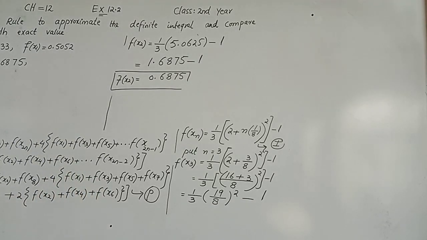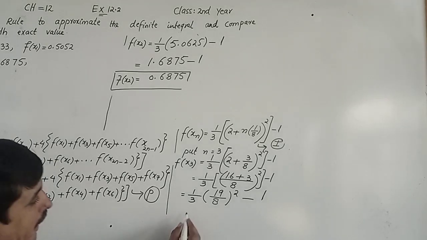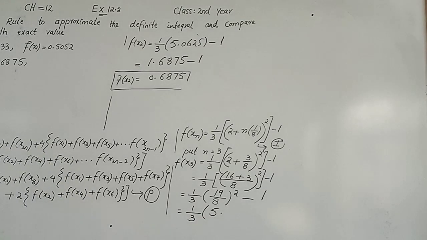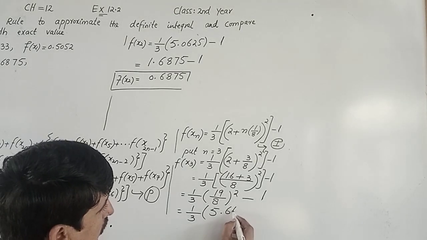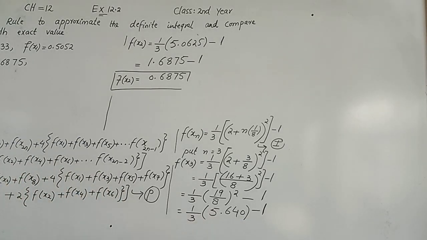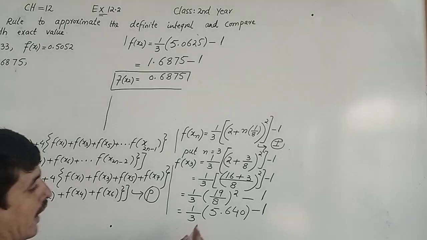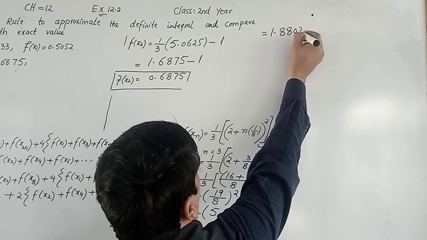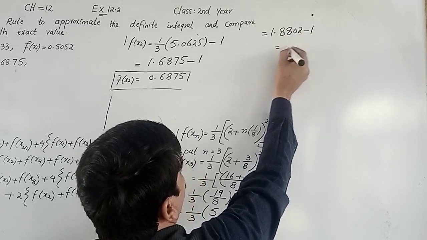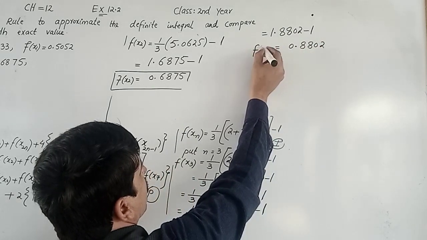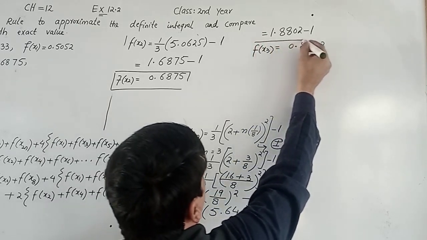90 divided by 8 whole square, from this we get 5.1 divided by 3. 5.640 minus 1. Now divide this by 3, and from this we get 1.8801 minus 1, which is equal to 0.8801. This is the value of f of x3.